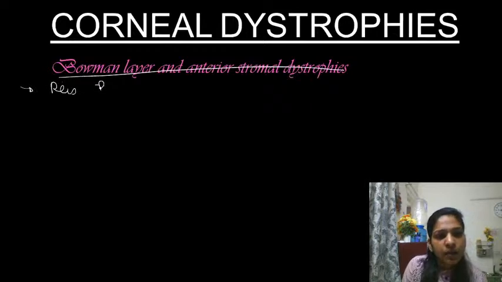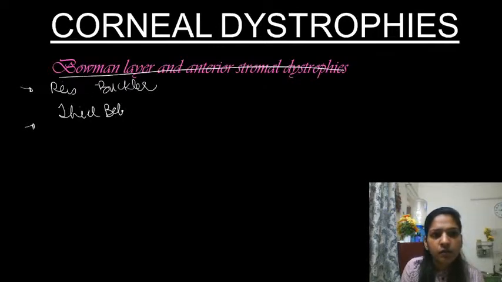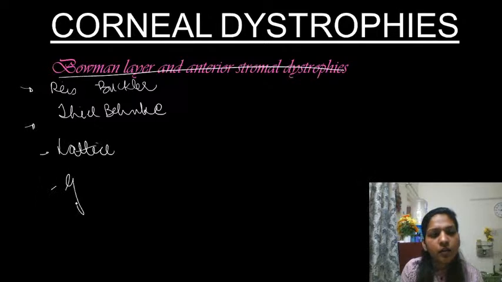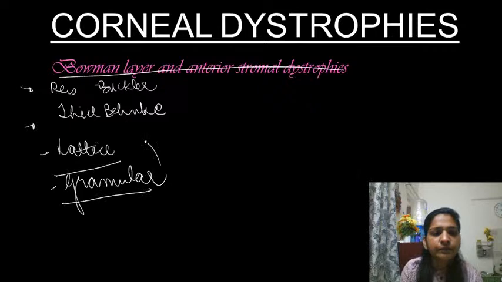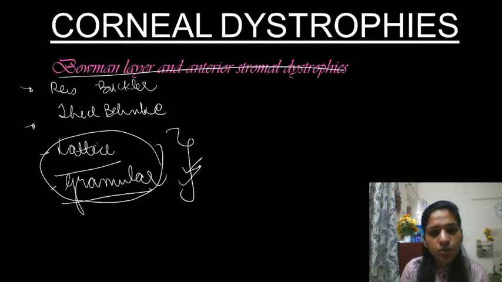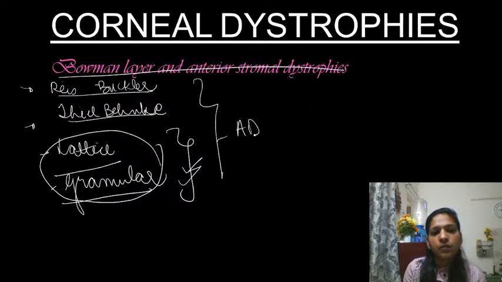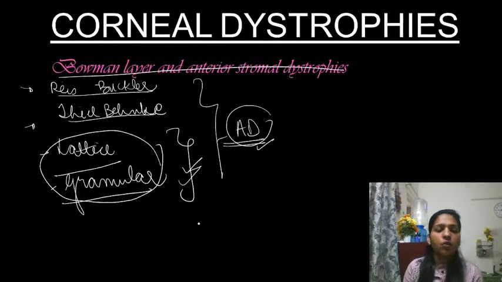These are Reis-Bücklers, Thiel-Behnke, lattice corneal dystrophy, and granular. Okay, we'll discuss only these two in short detail. Reis-Bücklers and Thiel-Behnke, all of them are autosomal dominant. Okay, this you have to remember, I have already told you.